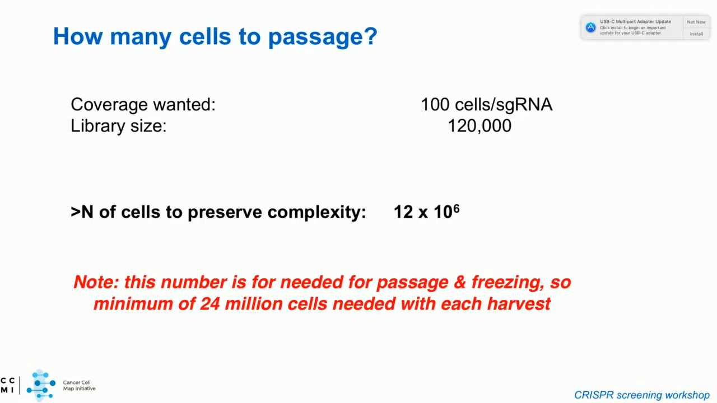So if we want 100x coverage and our library size is 120,000 elements, that is 12 million cells to preserve that complexity. So that would mean 12 million cells to freeze and 12 million cells to carry forward per replicate. So we would need 24 million cells in our dish. That is a lot of cells. To do that, we normally use bioassay plates, which have a surface area of approximately 500 square centimeters. It's like a 22 by 22 centimeter square dish. With cells that pack into high density, you can achieve that.